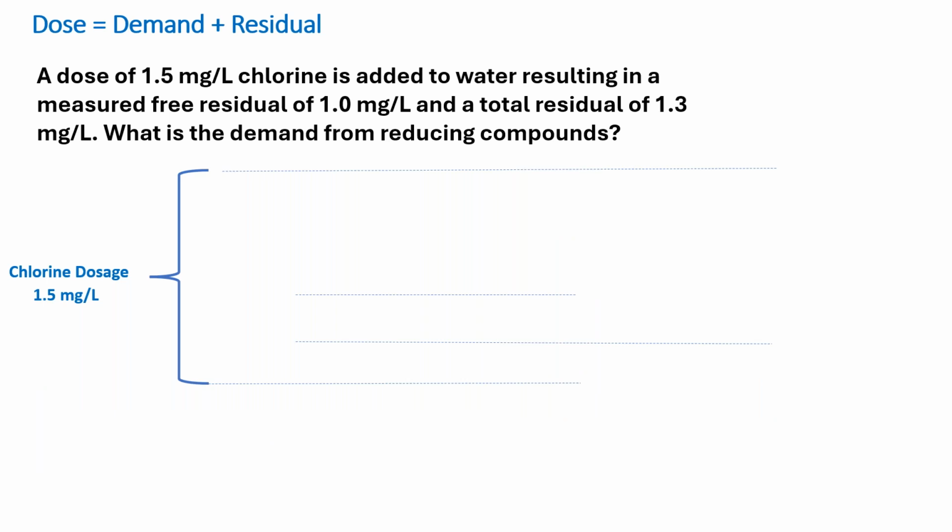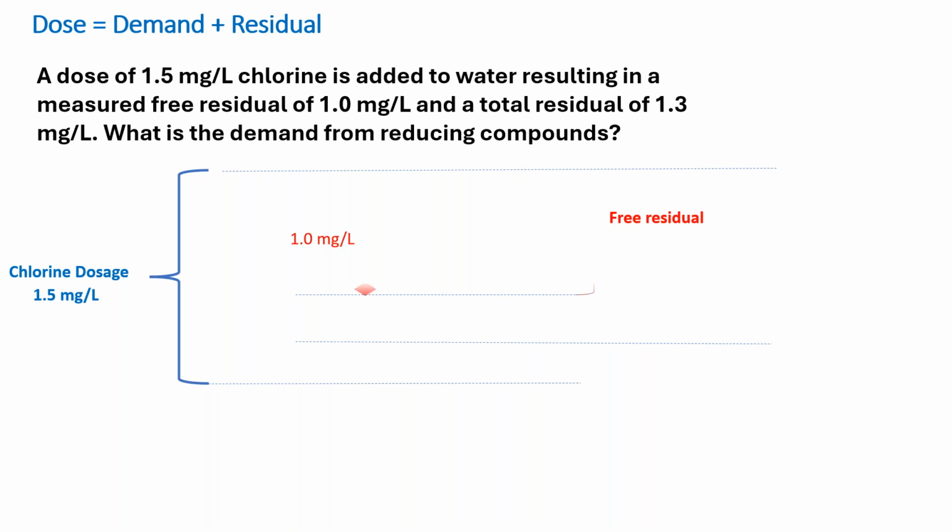We have a dose of 1.5 milligrams per liter of chlorine. Milligrams per liter is the same as parts per million; that's what we use to measure chlorine dosage and residuals. So we're adding this dose of 1.5 milligrams per liter of chlorine to a water, and we measure the free residual, and we see that it's 1.0 milligrams per liter. And we have a total residual of 1.3 milligrams per liter. The question remaining is, what is the demand from reducing compounds?